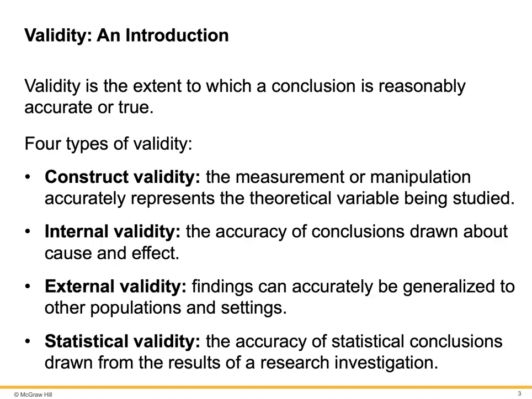Internal validity, though, is the accuracy of conclusions that are drawn between cause and effect. External validity is the extent to which a study's findings can accurately be generalized to other populations and settings. And lastly, statistical validity is the accuracy of the statistical conclusions drawn from the results of a research investigation. Sometimes this is called statistical conclusion validity. And now when it comes to external, internal, and construct validity, there are other subtypes, and we're going to touch on a few of those.